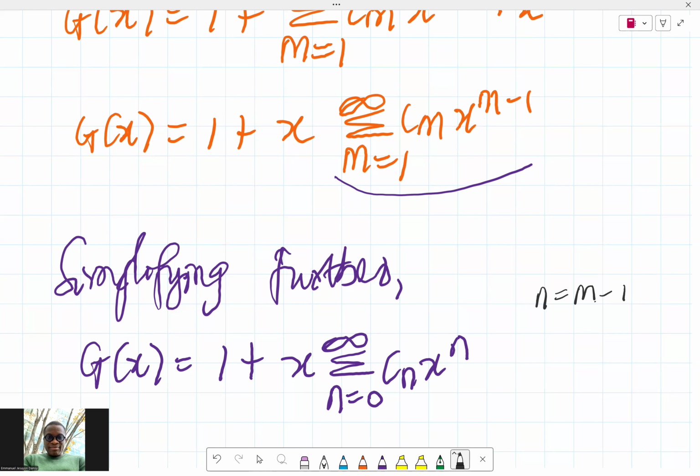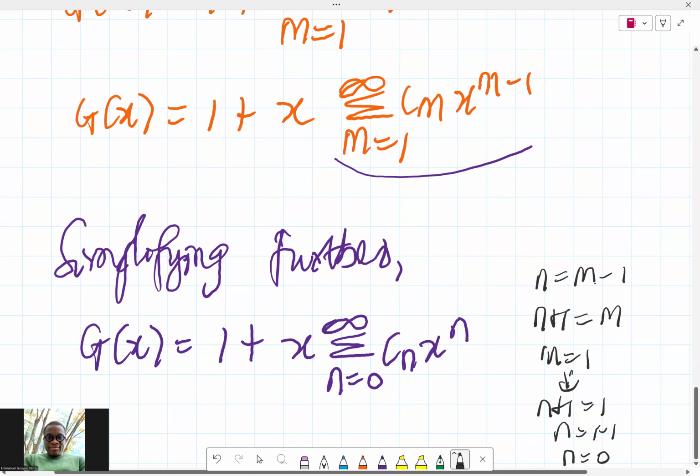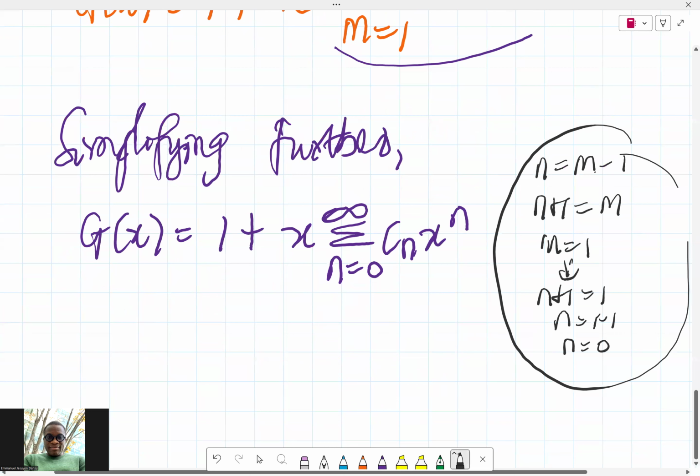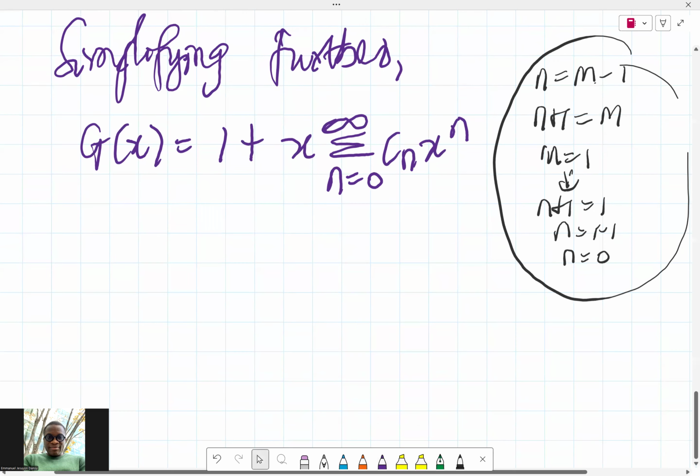So in that case now, m itself, it's the substitution we made, n plus 1 is equal to m. Okay, so if n plus 1 is equal to m, that means that m equals 1 simply implies that n plus 1 is equal to 1. So n is equal to 1 minus 1. And that is why n there is going to be equal to 0. Yeah. So we have that. So that is what is happening around here. That's why we have this now. So simplifying further, we get g of x equals 1 plus x raised to power 1 plus x summation n equals 0, Cn x raised to power n.